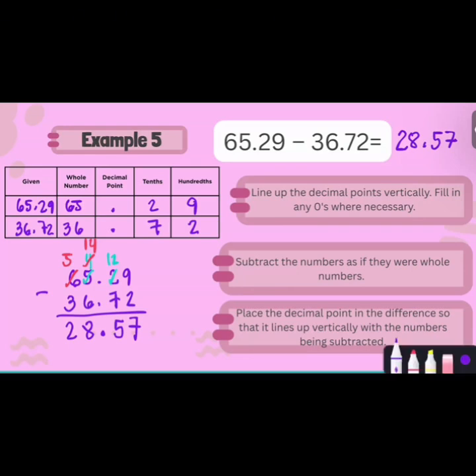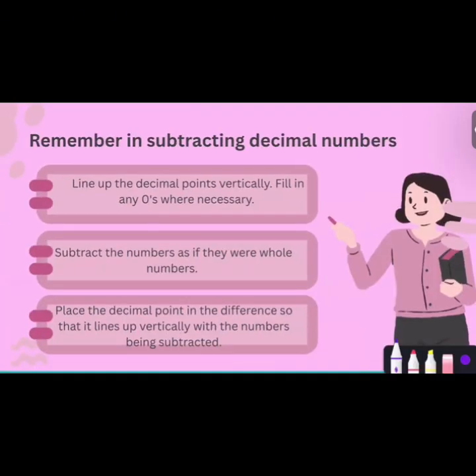So again, always remember the process in subtracting decimal numbers. First, line up the decimal point vertically and fill in any zeros where necessary. Then, subtract the numbers as if they were whole numbers and place the decimal point in the difference so that it lines up vertically with the numbers being subtracted. So remember, borrowing is important when the digit on top is smaller than the digit we need to subtract.